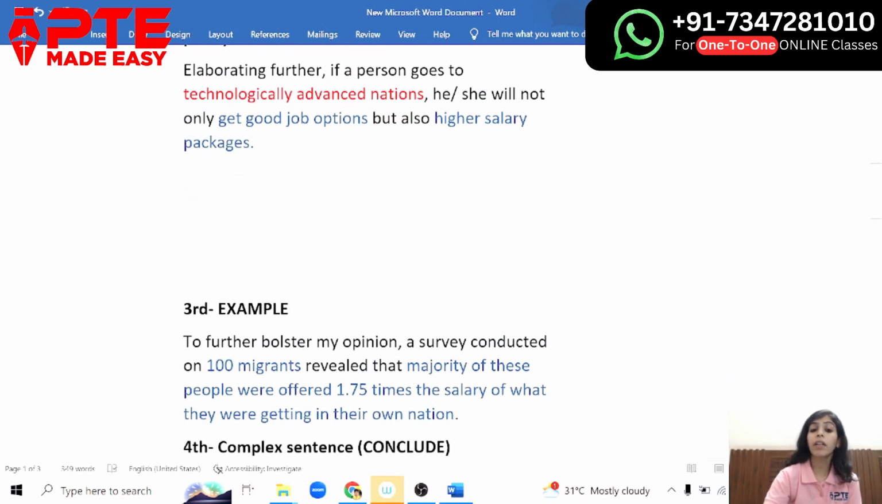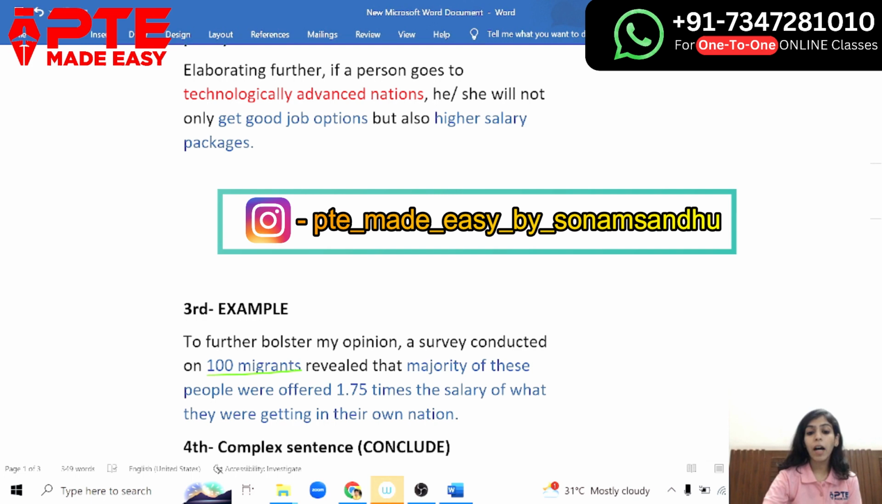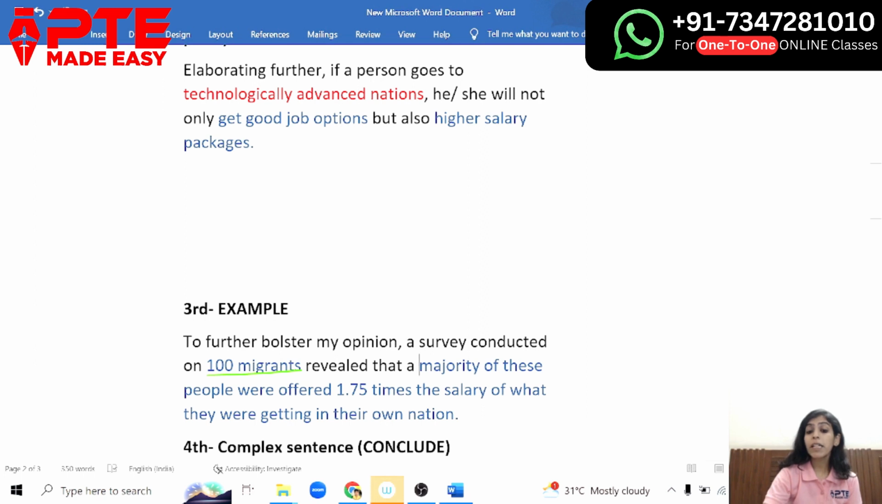Now, third sentence is the one in which we are going to write example. So you can write like such. To further bolster my opinion, a survey conducted on 100 migrants. Now, the example should always be related to the main idea. So the main idea is moving abroad for better career opportunities. So how can you support this idea? To further bolster my opinion, a survey conducted on 100 migrants, you can write 50, 100, whatever you wish to write, revealed that a majority of these people were offered 1.75 times the salary of what they were getting in their own nation.